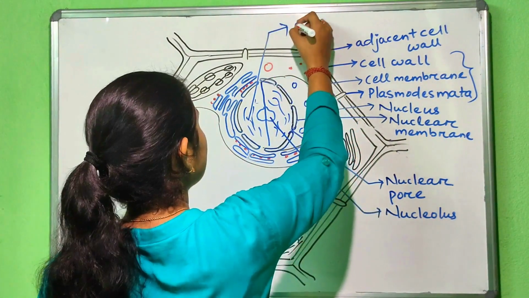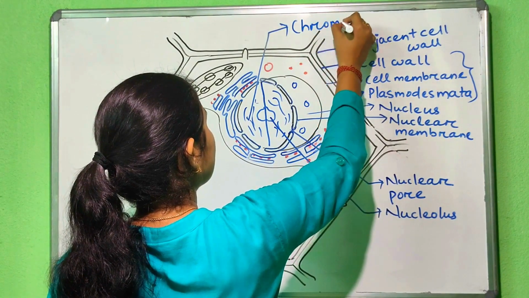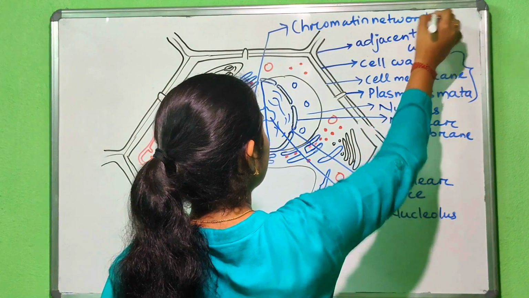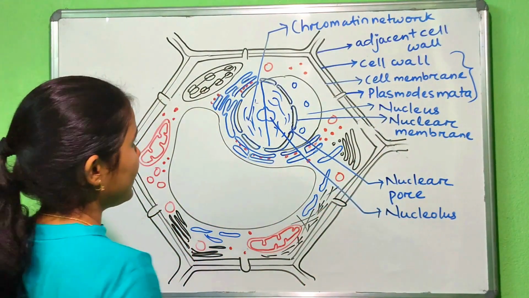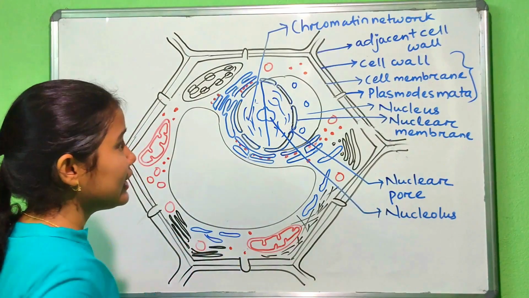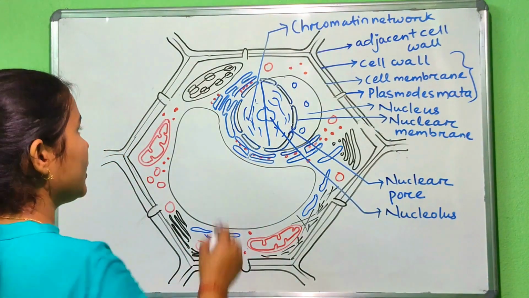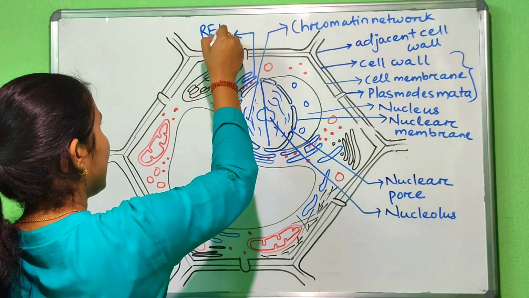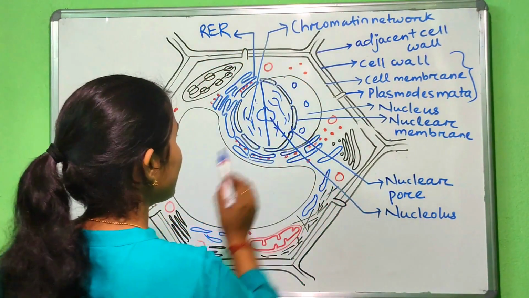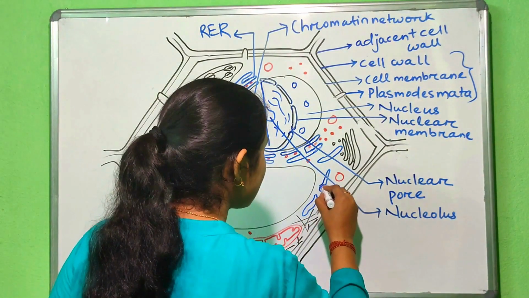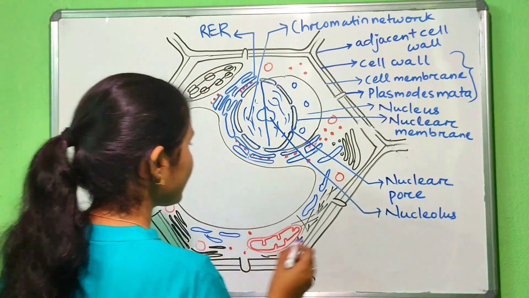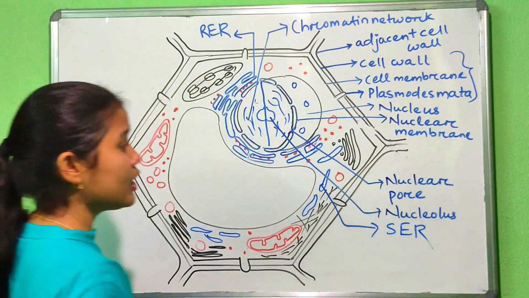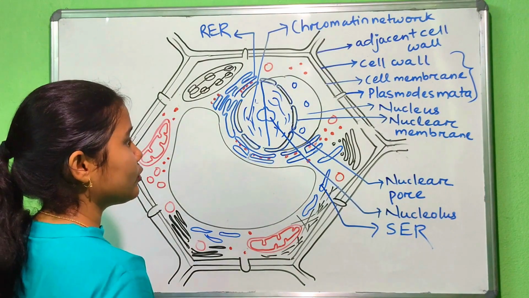And these are the chromatin networks. I am writing it here. Chromatin network. Clear? Now, what are these? These are the rough endoplasmic reticulum, the RER. And what are these? These are the smooth endoplasmic reticulum, the SER.